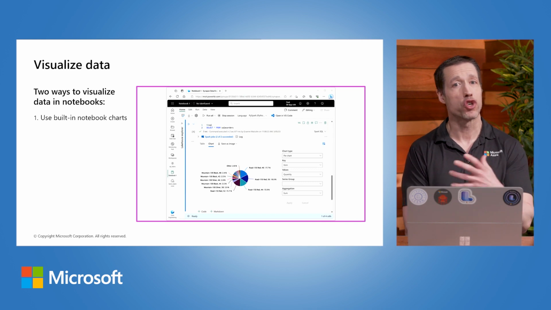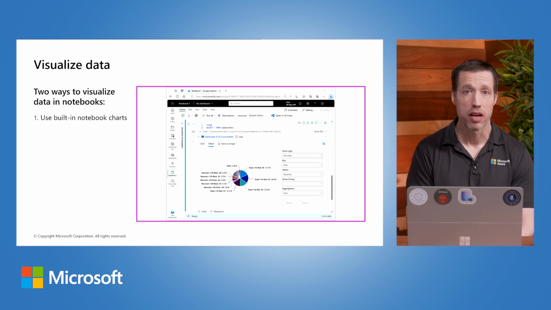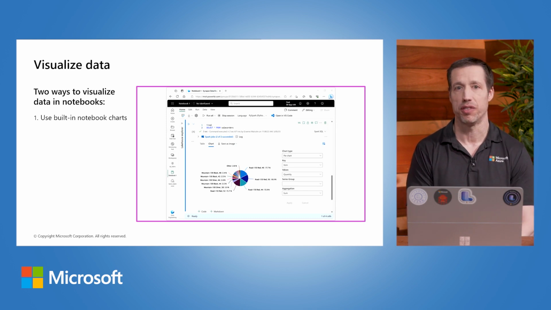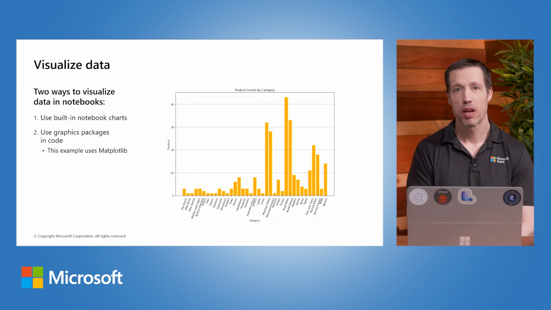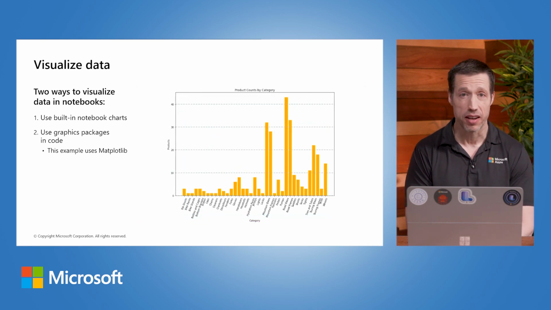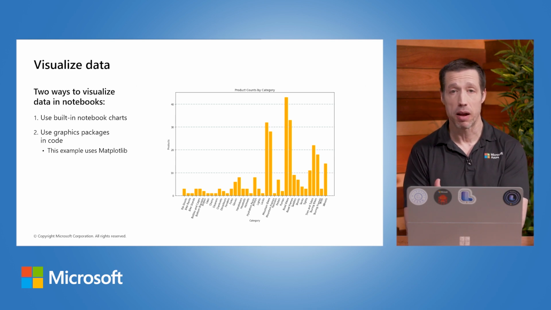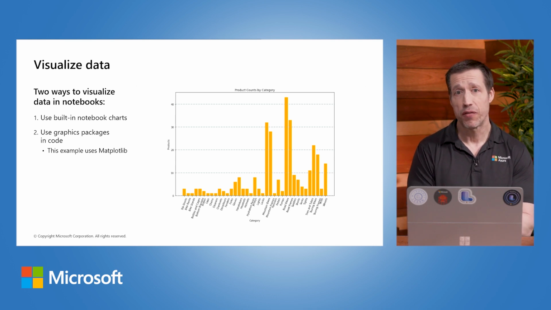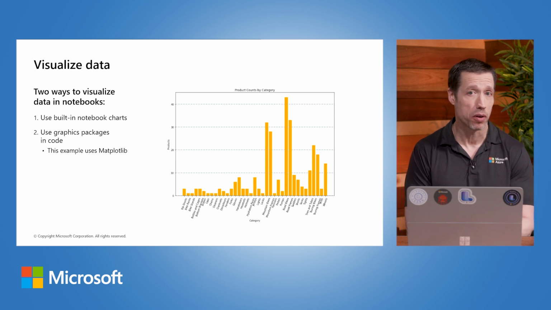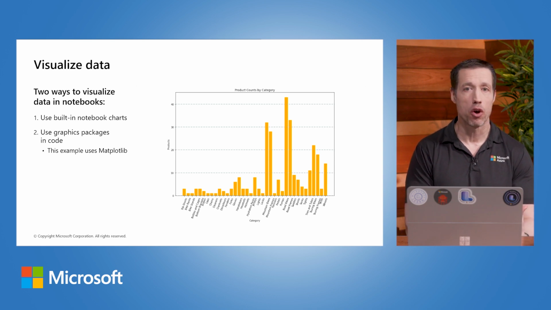When you want to have more control over how the data is formatted, you should consider using a graphics package to create your own visualizations. There are many graphics packages that you can use to create data visualizations in code. Python supports a large selection of packages, most of them built on the base matplotlib library. The output from a graphics library can be rendered in a notebook, making it easy to combine code and visuals in the same place.